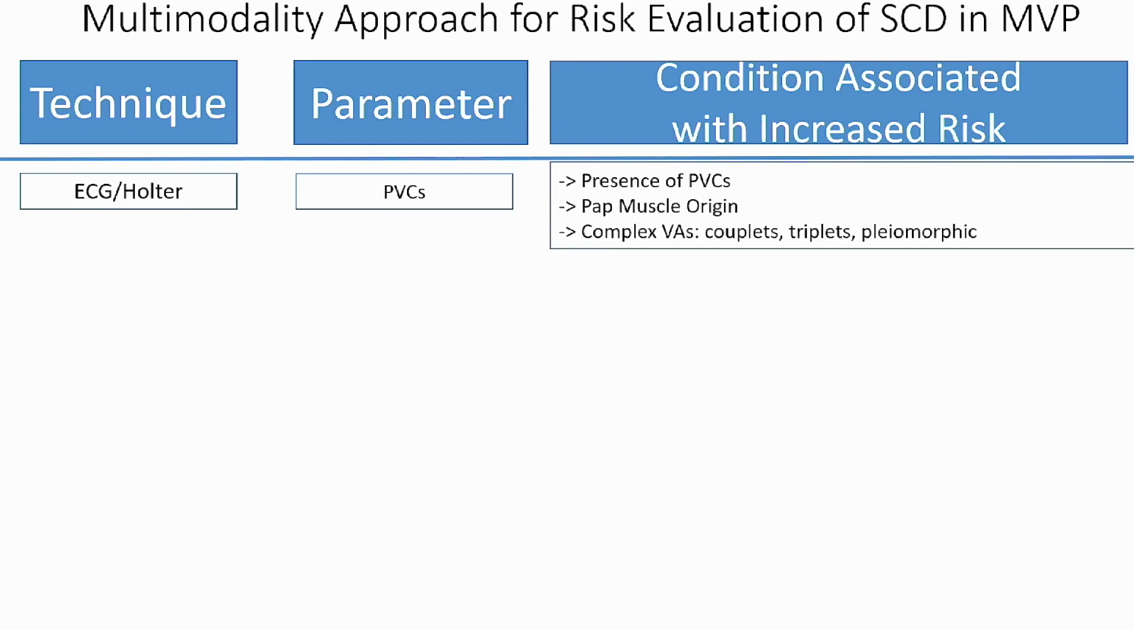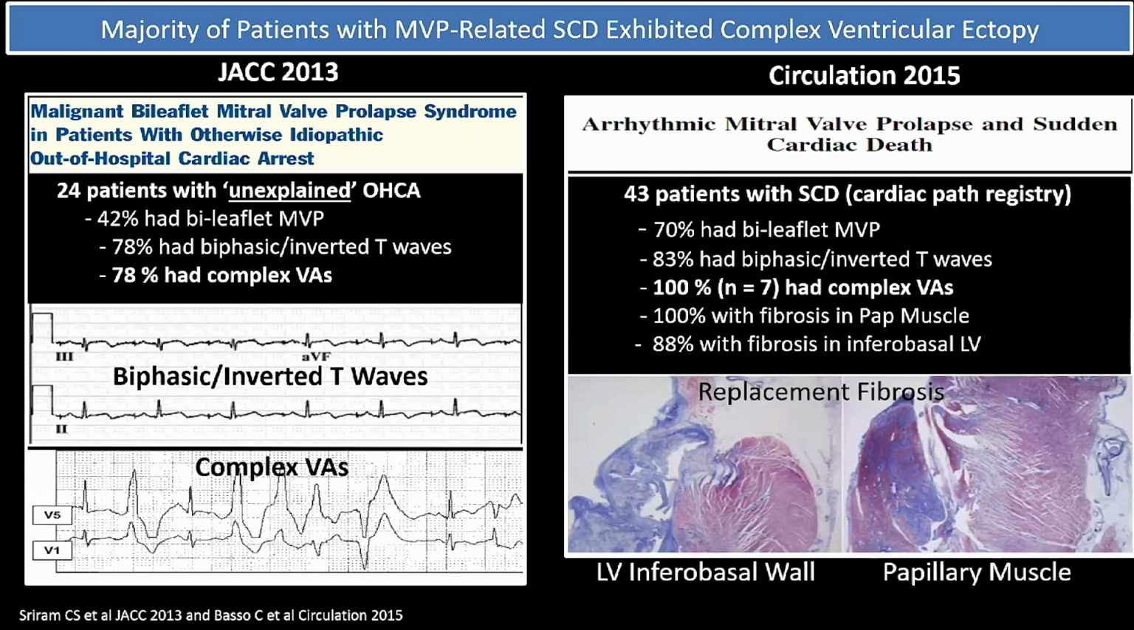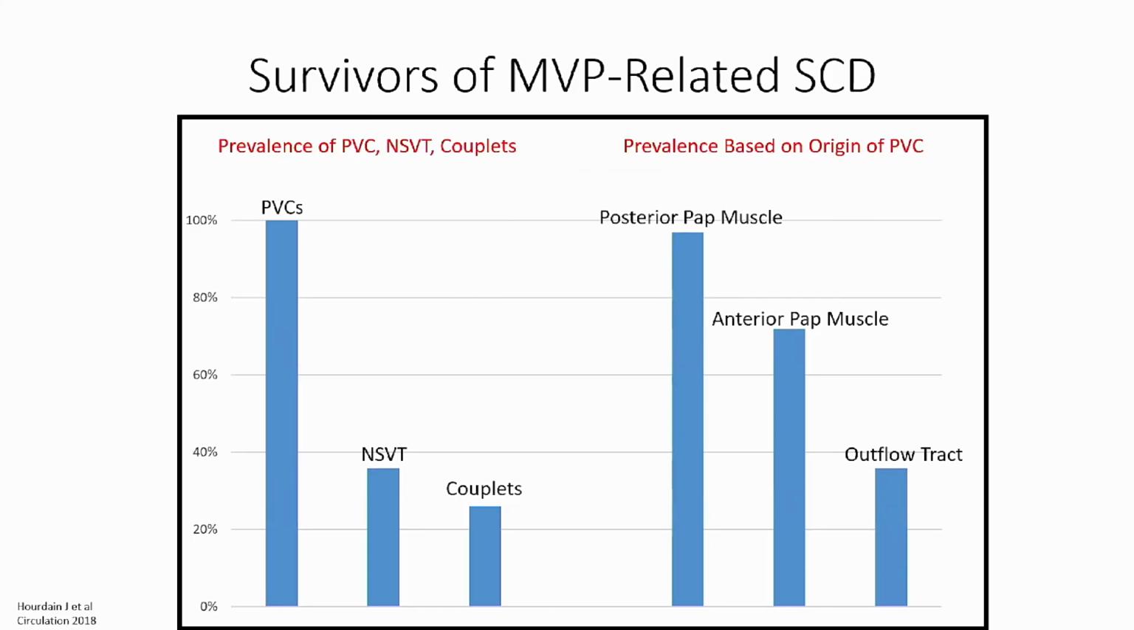The first technique is ECG or Holter, and the parameter is PVCs. As shown here in two studies from 2013 and 2015, in patients who exhibited sudden death with mitral valve prolapse, the majority actually had complex ventricular arrhythmias. If you look at a more recent study on the phenotype of MVP-related sudden death, 100% of the patients had PVCs, and nearly 100% of the patients had posterior papillary muscle PVC morphologies.